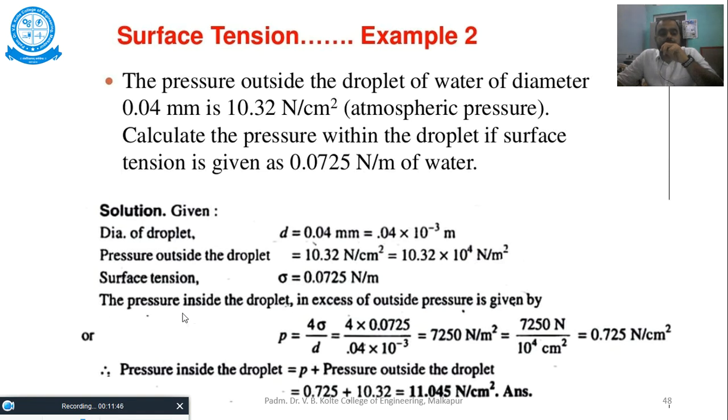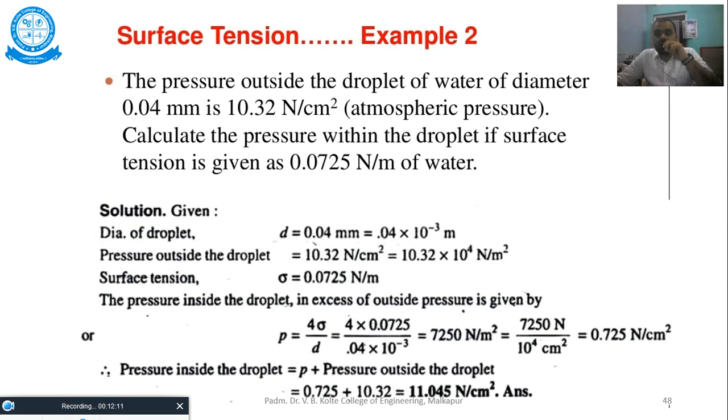So what happened, the pressure inside the droplet of water in excess of outside pressure is given by, what is the formula for a droplet, P is equal to 4 sigma by D. So P we have to find, 4 is constant, the value of sigma is known, the value of D is known. Okay, from that we will get the value of P, that is nothing but 7250 Newton per meter square.